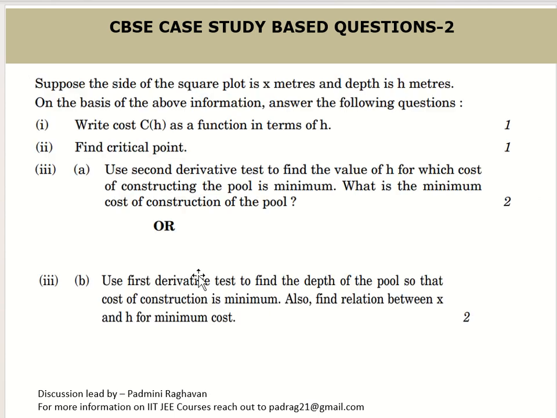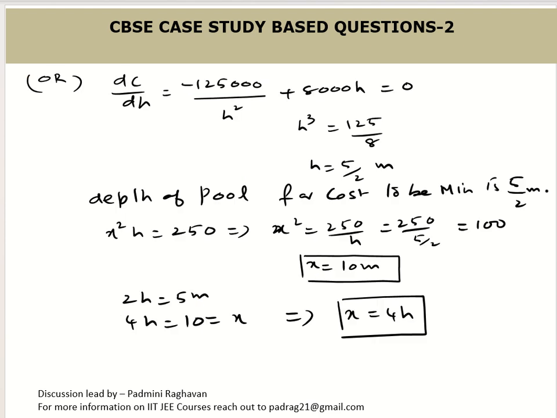That is precisely what they are asking us to do. They are asking, using the first derivative test, find the depth of the pool so that the cost of construction is minimum. We found out h is equal to 5 by 2 meters, and they are asking what is the relation between x and h for the cost to be minimum. We have found out that x should be equal to 4h for the construction of the swimming pool to be minimum.